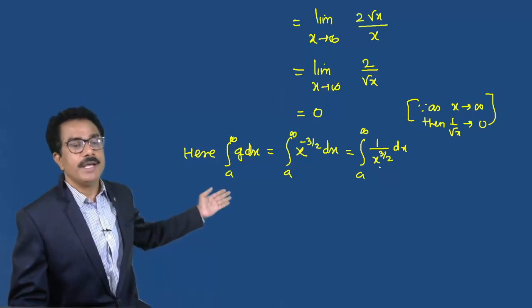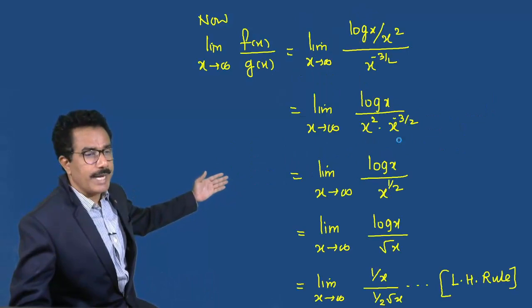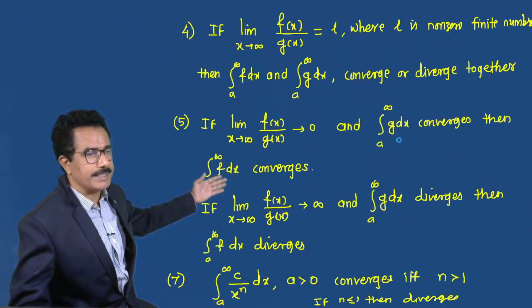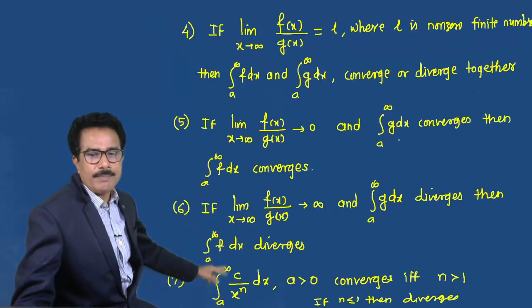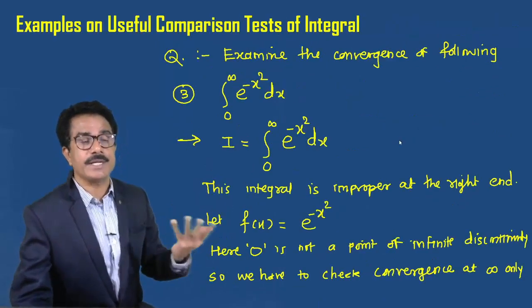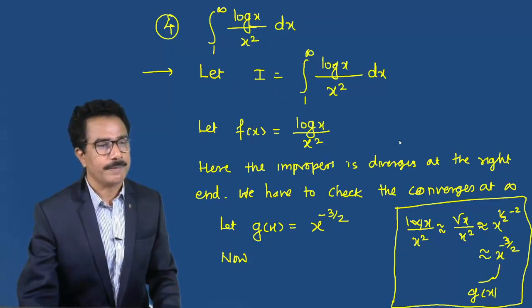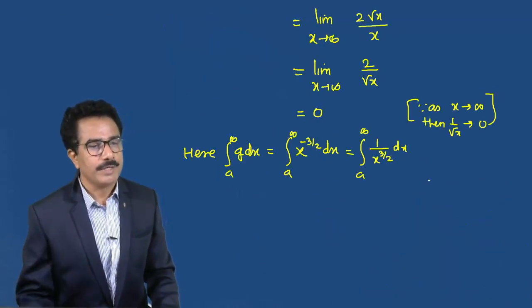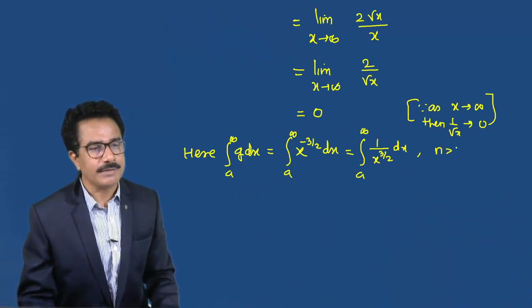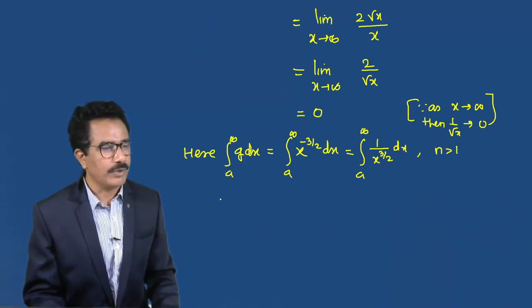Here n, now there is a theorem, you know that according to this theorem we can write 1/x raised to n, for n greater than 1, is convergent. So here n is greater than 1, therefore converges.